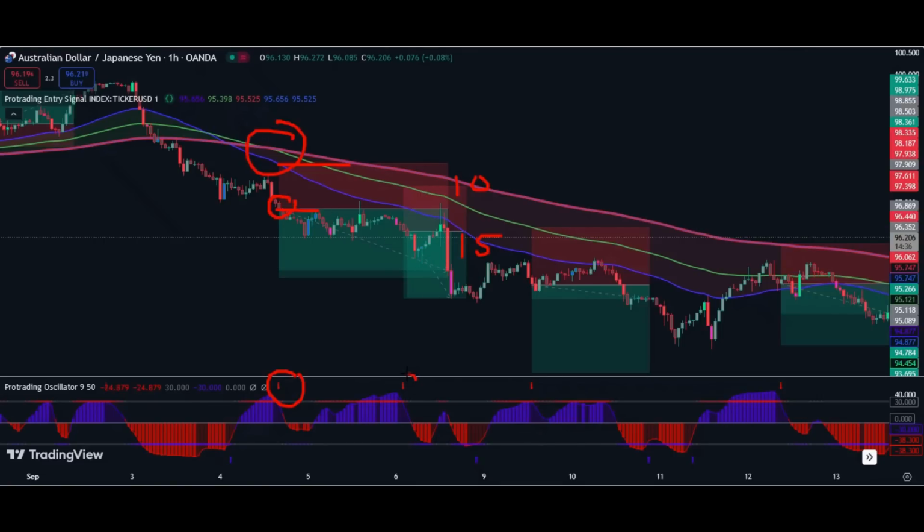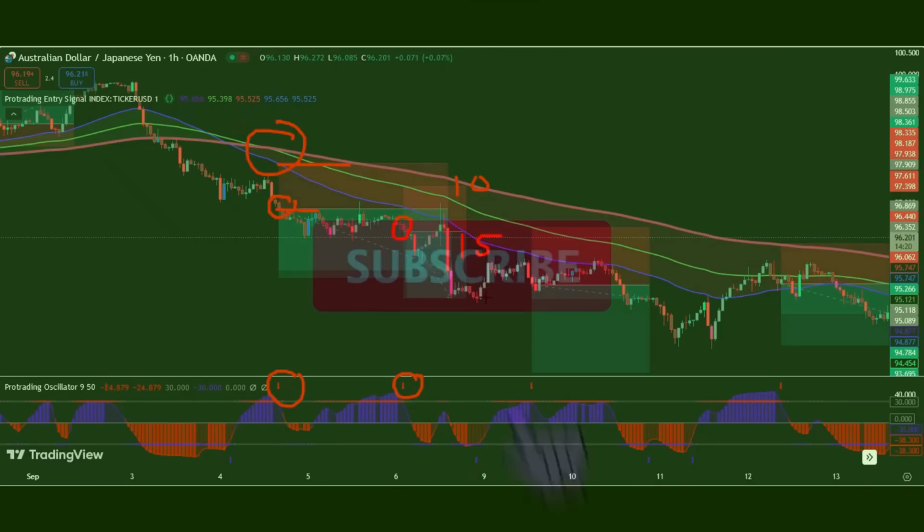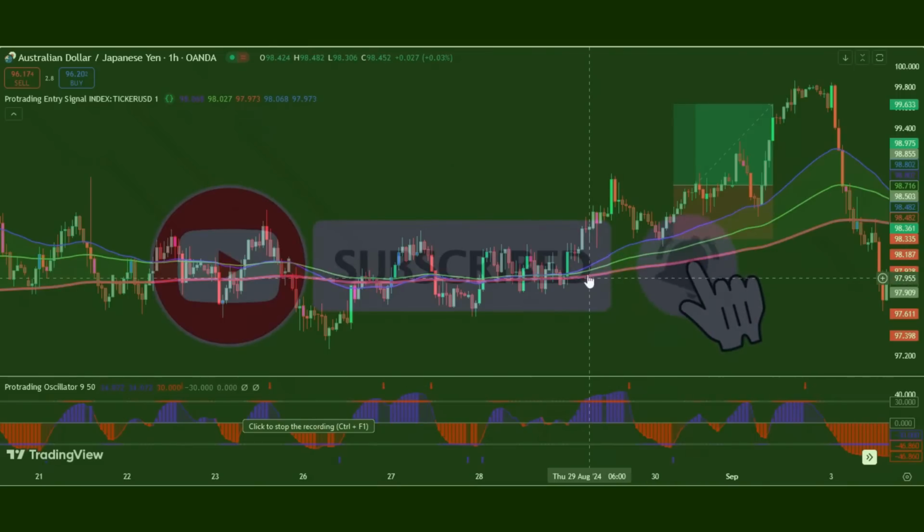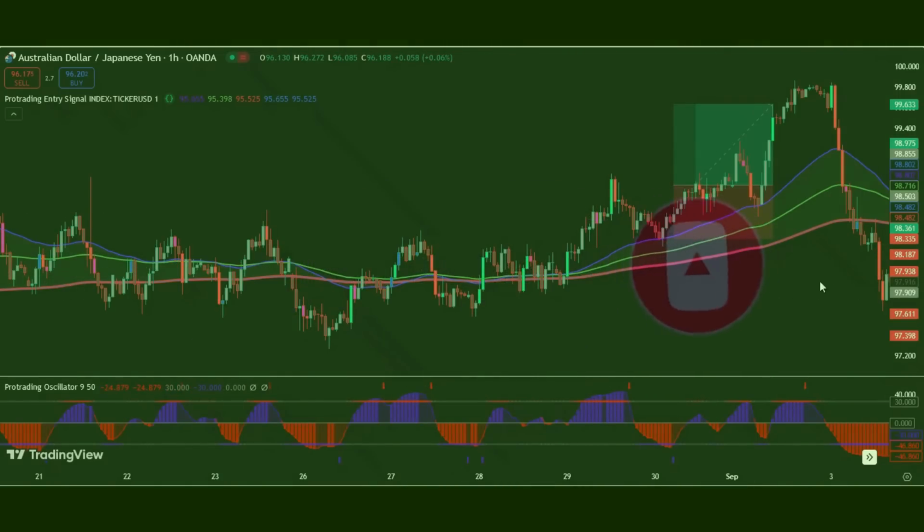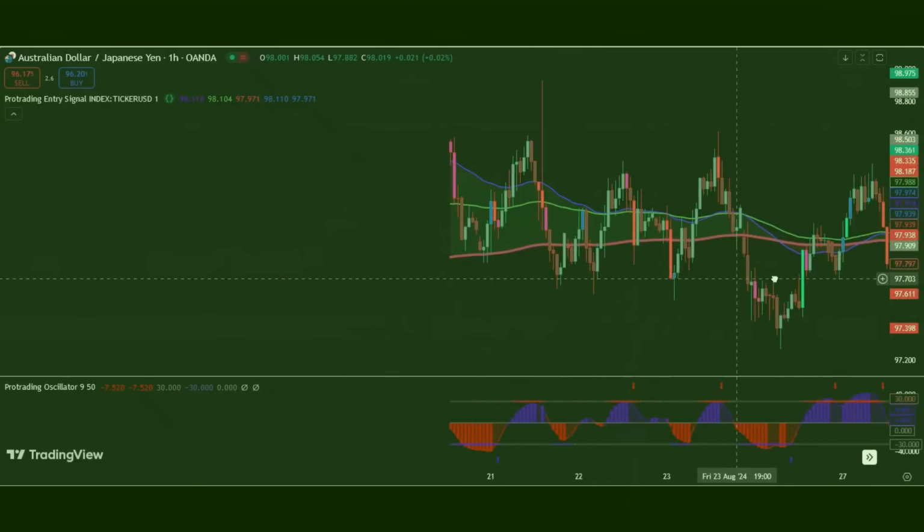Here we're in that trade, and we get another signal for a sell trade, and this meets our criteria because price is below this exponential moving average. So we take this trade, and this trade was also a winner. Here is a buy opportunity in the market.